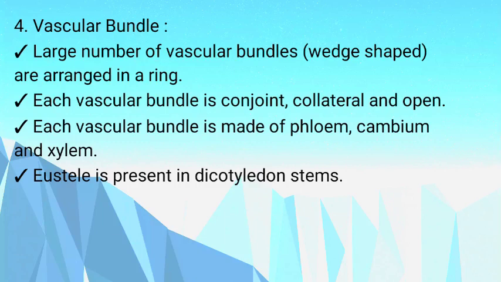Eustele is present in dicotyledonous stem. Remember, the dicotyledonous stem vascular bundles are wedge-shaped, arranged in a ring-like structure called eustele. These vascular bundles are conjoint, collateral and open vascular bundles.